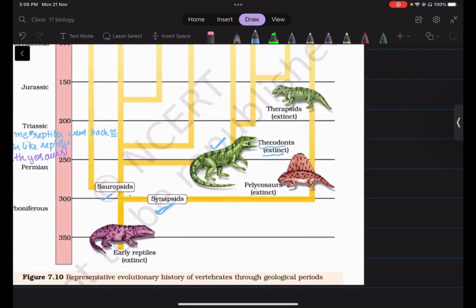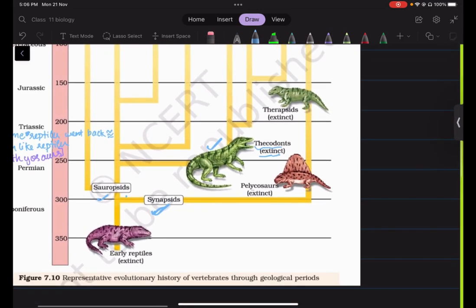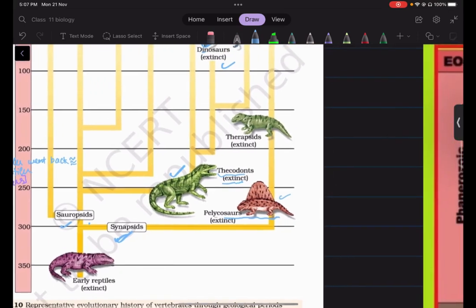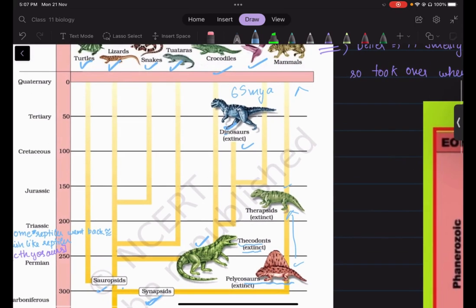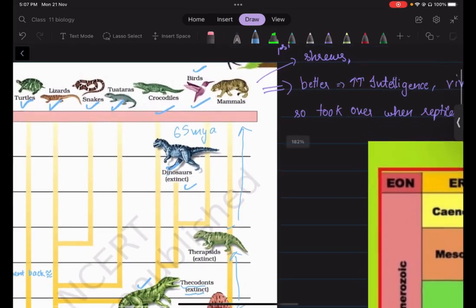So coming to the synapsids, these gave rise to Pelycosaurs. You can see here, this is the Pelycosaur during the Permian period, and this Pelycosaur gave rise to therapsids, which are extinct. These therapsids were quite dominant during the Mesozoic era, that is during the Triassic, Jurassic, and Cretaceous period. But finally, they got extinct, but they gave rise to our mammals.